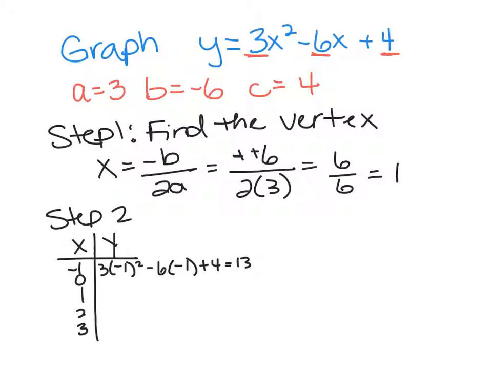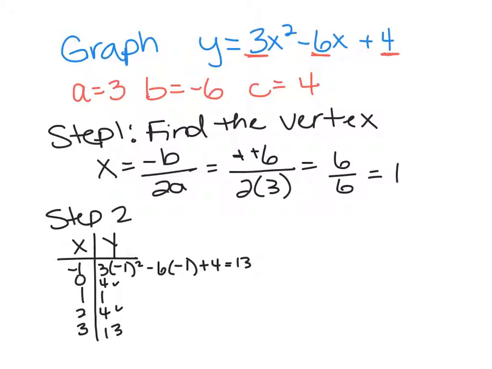And then we take the 0 and we plug it in. 3 times 0 squared minus 6 times 0 plus 4 is 4. And then we plug the 1 in. 3 times 1 squared is 3 minus 6 times 1. So that would be negative 3 plus 4, which would be 1. And then we plug in 2. We're going to take 3 times 2 squared. So 2 squared is 4 times 3 is 12. Minus 6 times 2, which is negative 12, so that makes 0. So we're left with 4 again. Notice that it's symmetrical again. This one will be 13.